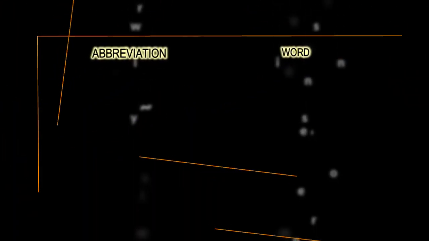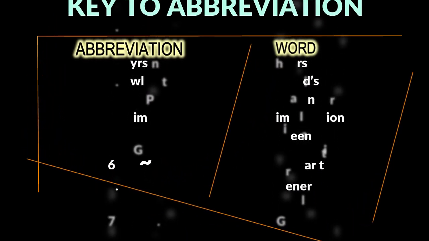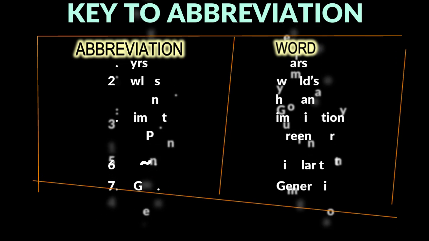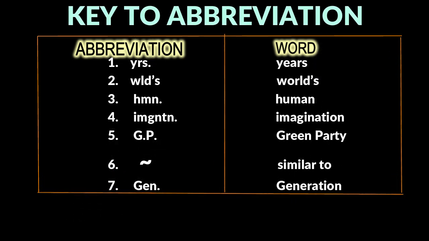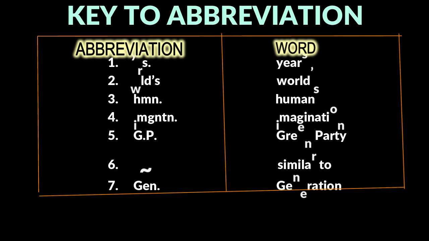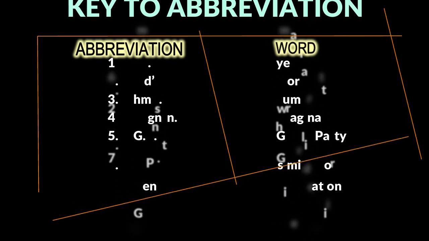Key to abbreviations, as follows: years, worlds, human, imagination, Green Party, and this symbol is for similar to. Then generation. The above are the suggested abbreviations, but one may abbreviate and write the others too. Minimum 4 are required in this regard.